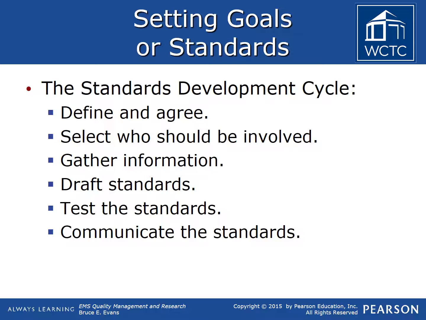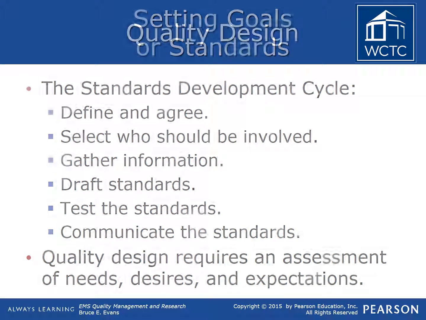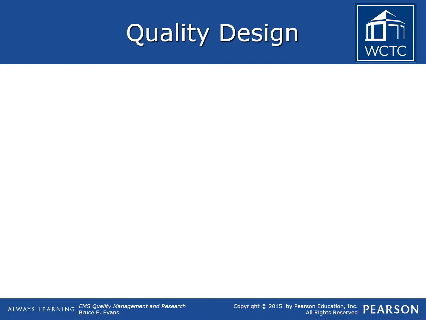If conducted correctly, the standards development cycle should result in a goal or standard that supports quality design principles. Such principles seek to identify patient and public needs and design service processes with key features to meet those needs. Thus, goals and standards should be developed with the patient's and public's needs, desires, and expectations in mind. Although quality design is often applied to the development of a new process or service, it may also be used to substantially redesign an existing process or service.